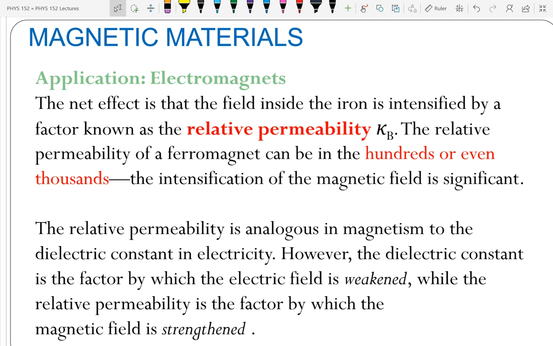But then if I put iron in there, the iron magnetic domains will orient with the external magnetic field that we're creating with the coil. And that will increase the magnetic field by hundreds or even thousands of times. So if I make an electromagnet and then put an iron core in there, it'll really boost the magnetic field.